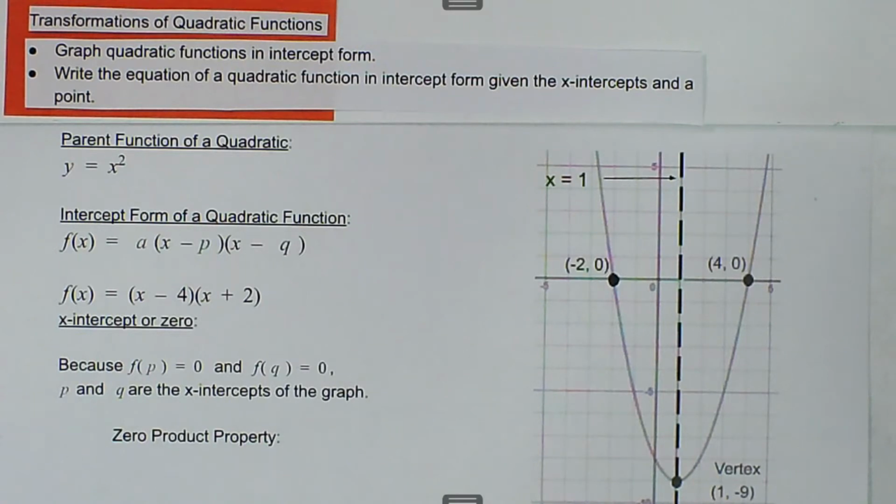We are talking about transformations of quadratic functions, and we want to graph quadratic functions in intercept form. We want to write the equation of a quadratic function in intercept form, given the x-intercepts and a point.